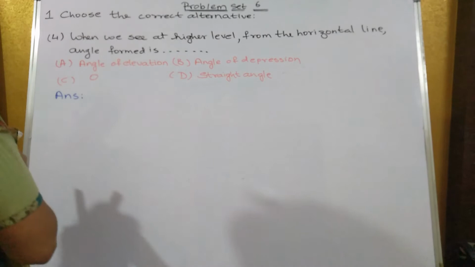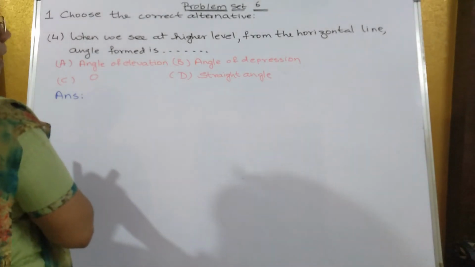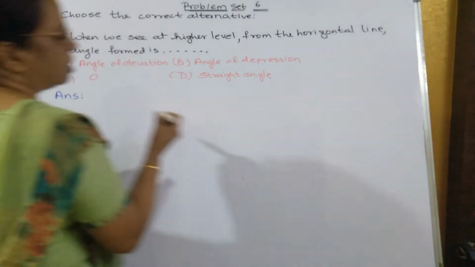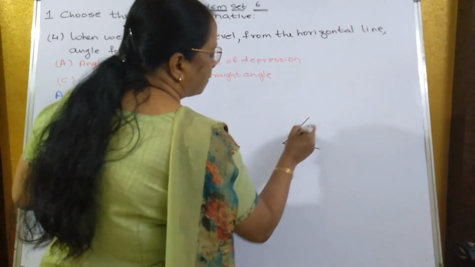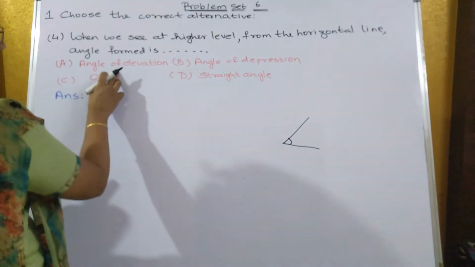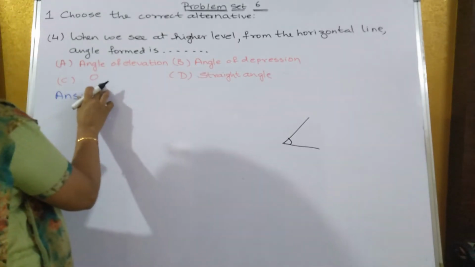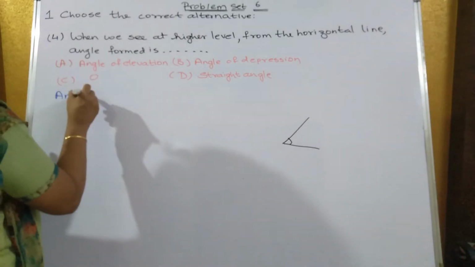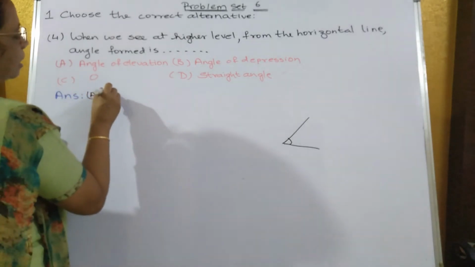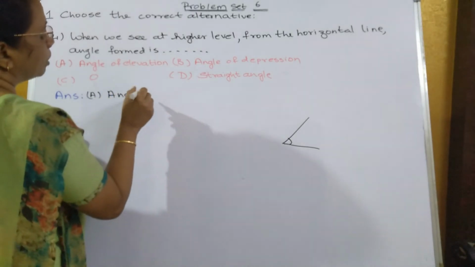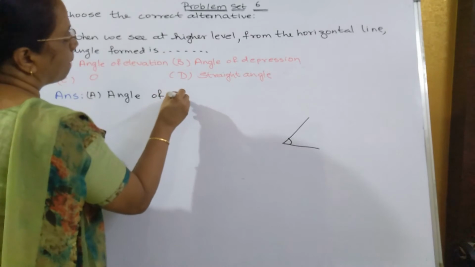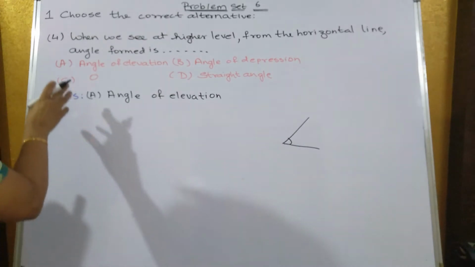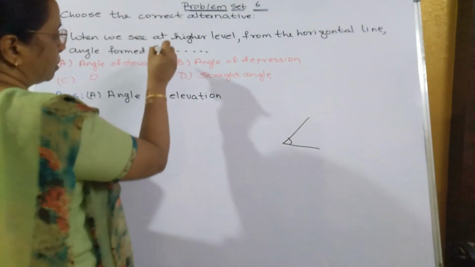Now when we look at a higher level from the horizontal line, the angle formed is what? So from a horizontal line, if you look at a higher level, what is this angle known as? Is it known as angle of elevation, angle of depression, or is it zero or straight angle? So when we look at a higher level, the correct option is what? A, that is angle of depression. No, not depression, angle of elevation. Depression is from looking from higher to lower level. So the correct answer is angle of elevation.